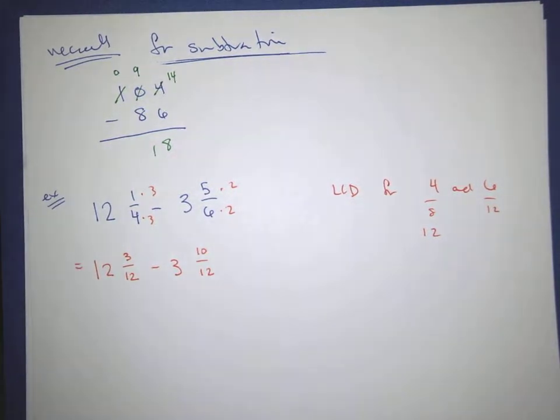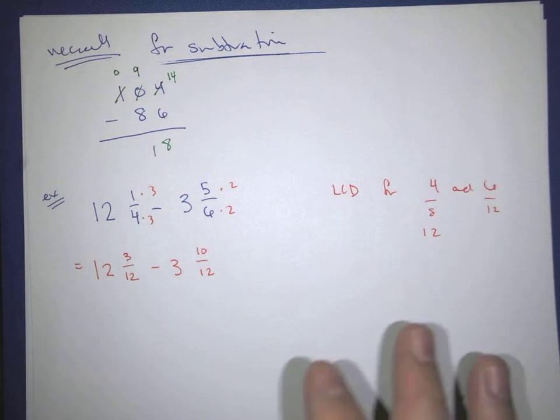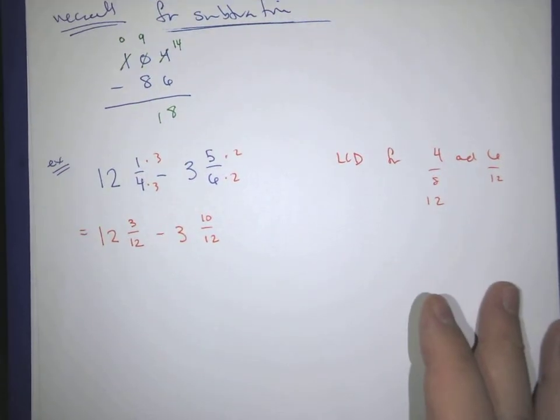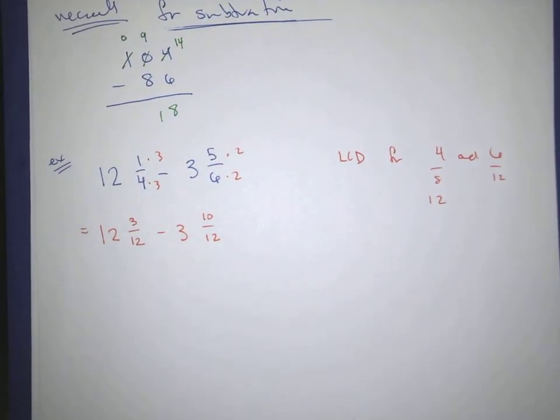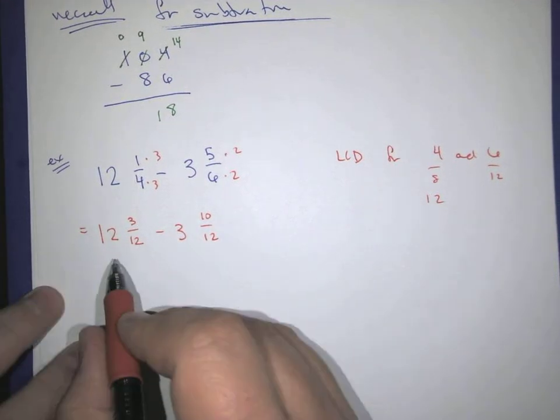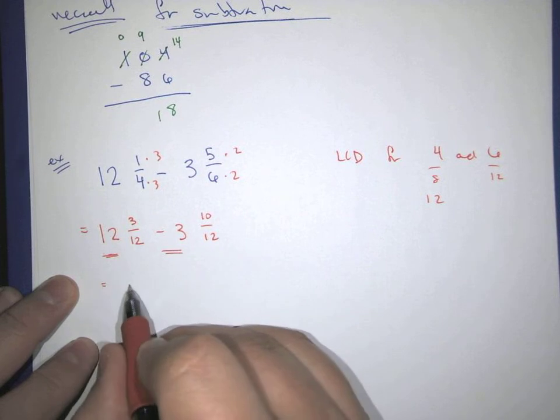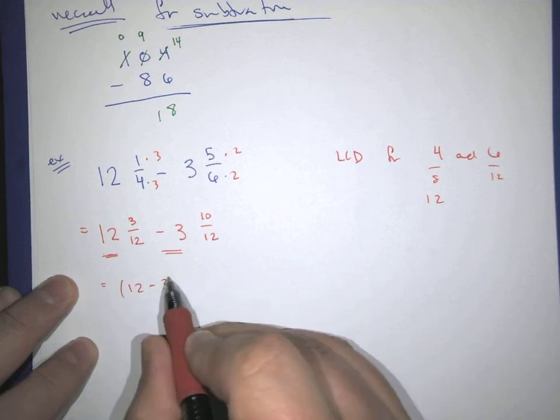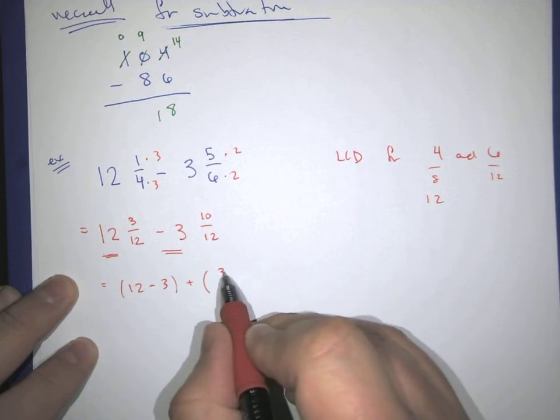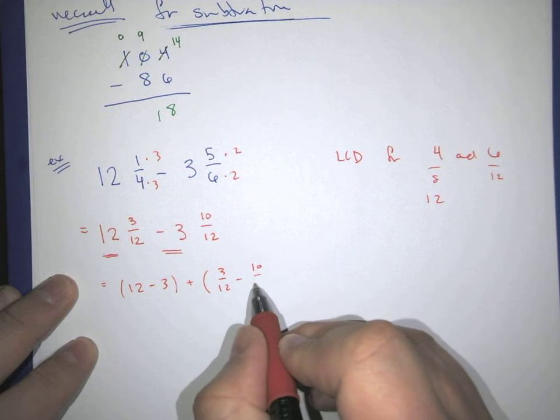So if you were going to set this up as a subtraction, you can anticipate pretty quickly that there's maybe going to be an issue. If I group these by type, this is going to be 12 minus 3, and then this is going to be 3/12 minus 10 over 12.